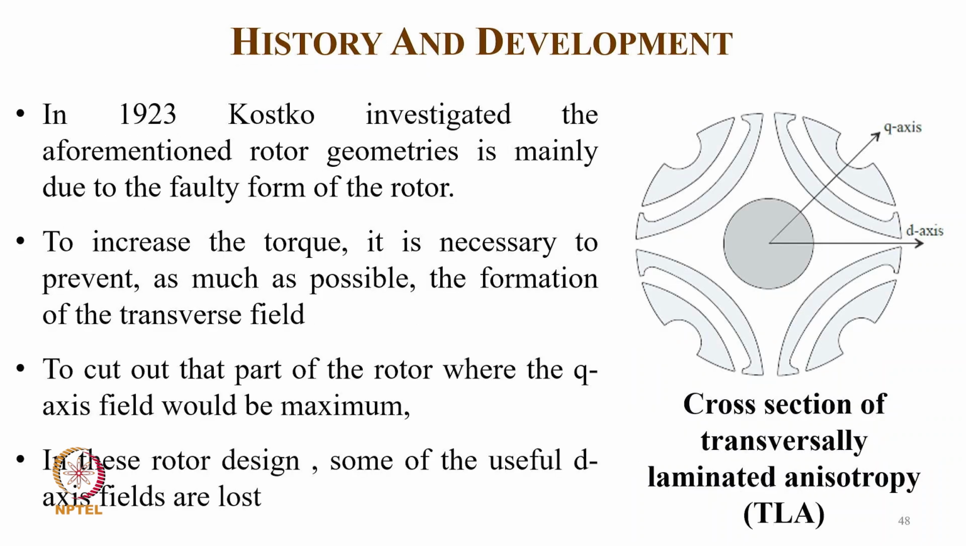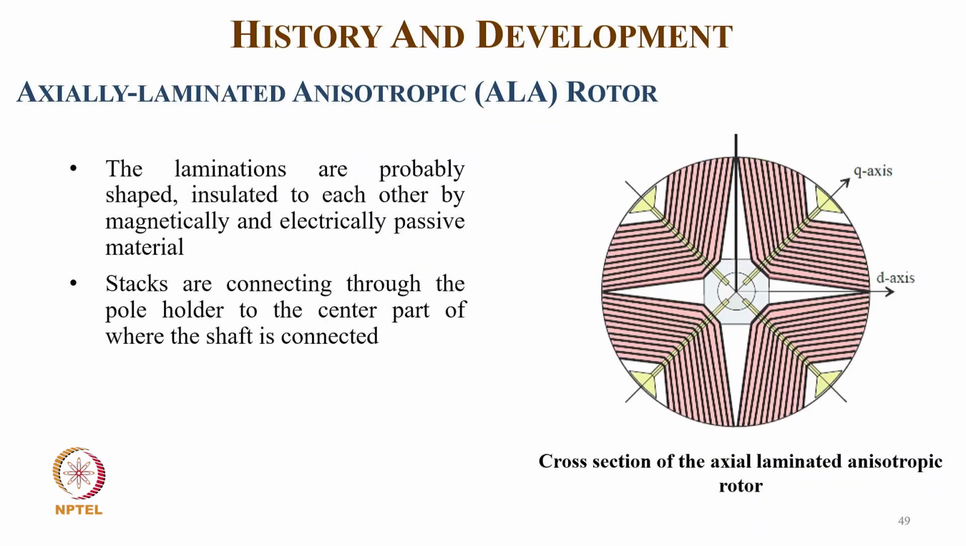Then of course, in 1923 Kostko investigated the aforementioned rotor geometry, which is mainly limited due to the poor form of the rotor, and to increase the torque it is necessary to prevent as much as possible the formation of transverse field. To cut out that part of the rotor where the Q axis field will be maximum, in these rotor designs some of the usual D axis field is lost. So this is typically a cross section of the transversely laminated anisotropic type, TLA construction.